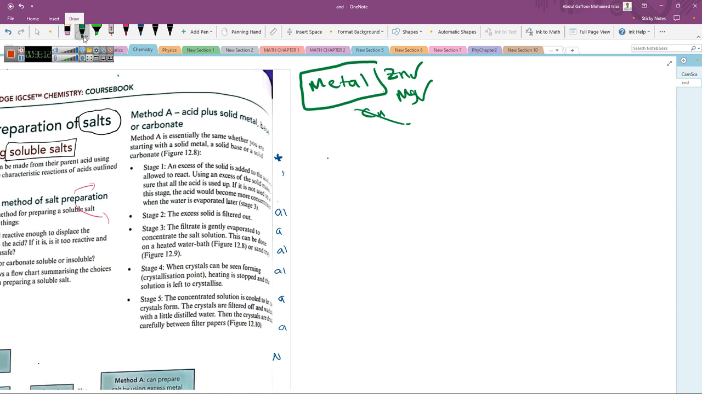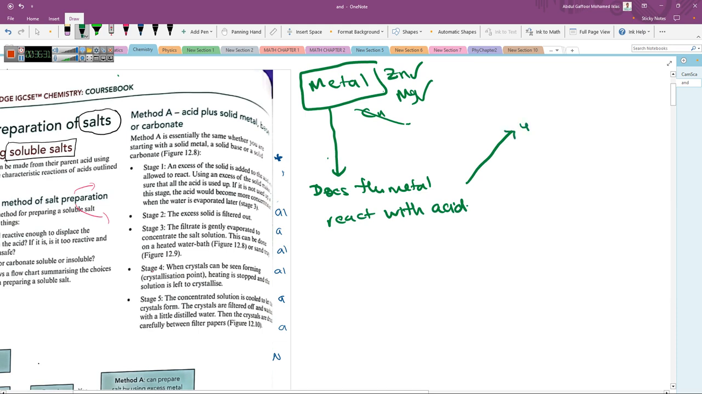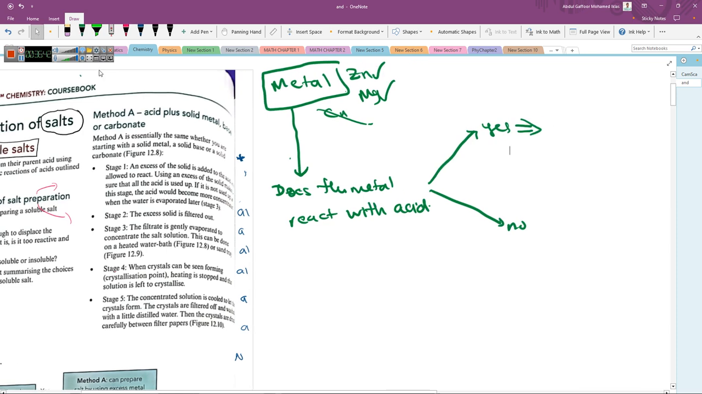We have to ask whether the metal reacts with acid. So the first question you have to ask is: does the metal you took react with acid? The answer might be either yes or no. If the answer is yes, we have to ask another two questions.